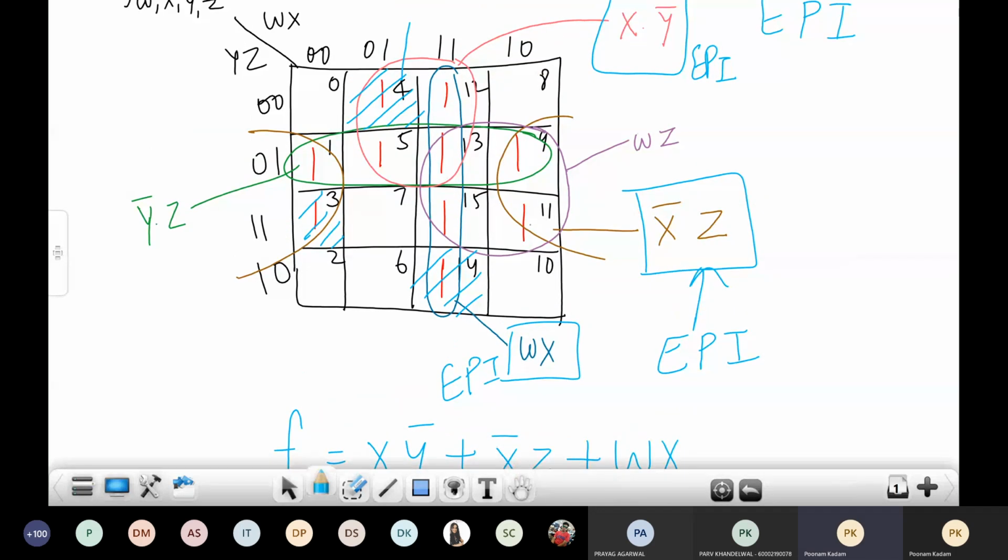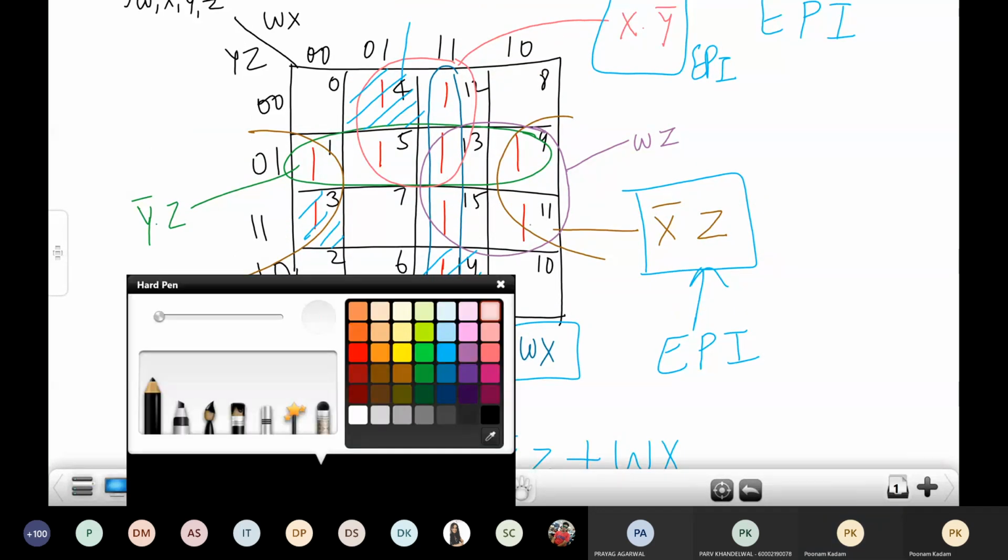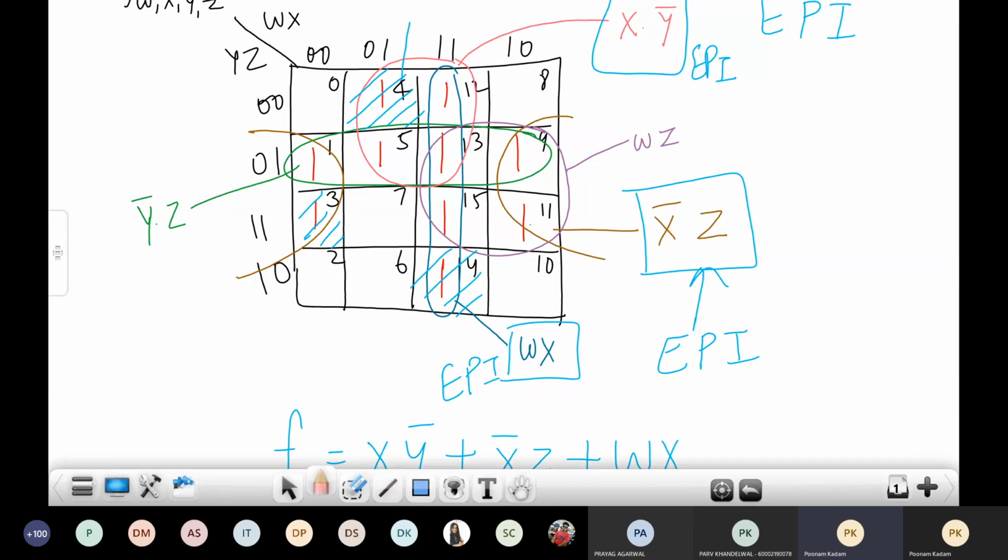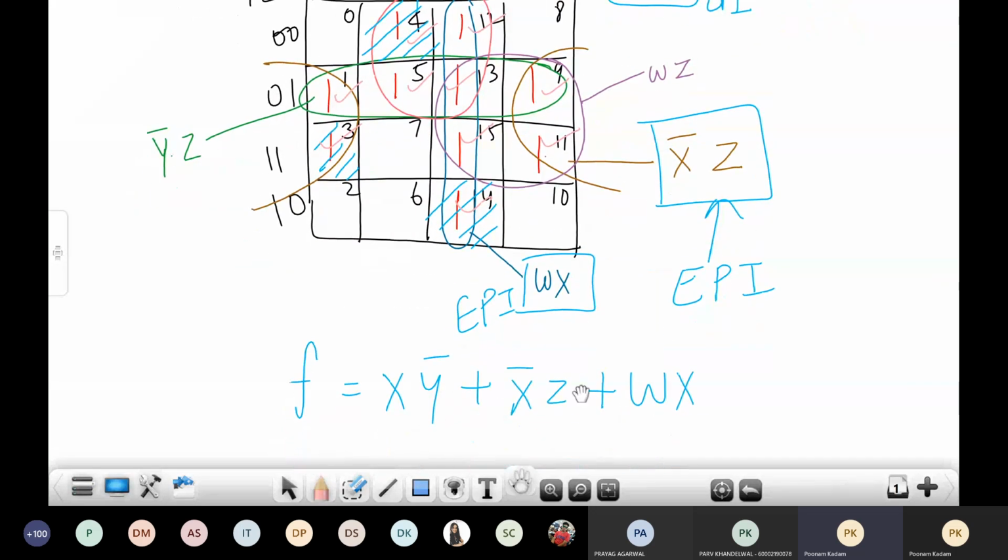Let me just change the color. So you see, the essential prime implicant XY bar is covering these four cells. I'll just put a tick mark. These four cells are being covered by the minimal expression. Then the second essential prime implicant we wrote is X bar Z. X bar Z is covering cell number 9, 11, 1 and 3. And the third one is WX, which is covering 12, 13, 14 and 15. So you see, all the one cells are getting covered by these three essential prime implicants.